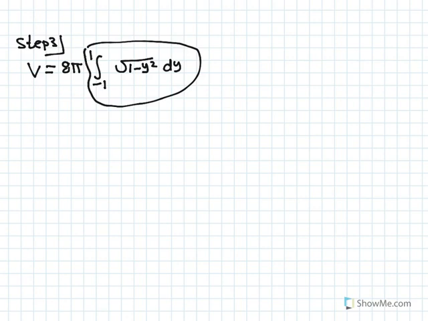Volume is equal to 8 pi integral from negative 1 to 1 root of 1 minus y squared dy. Our goal is to evaluate this integral without doing much integration, without doing much work. So we're going to apply geometry to do this. Notice that x equals root of 1 minus y squared, which is the integrand, is actually the right half of a unit circle of radius 1. So here it is. And we're integrating from negative 1 to 1.